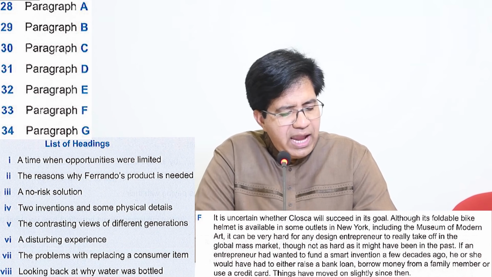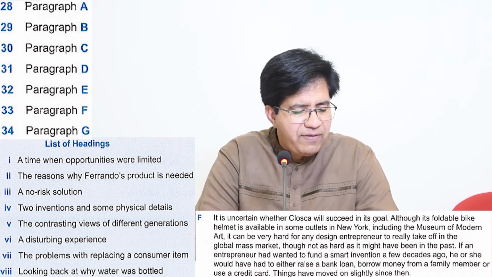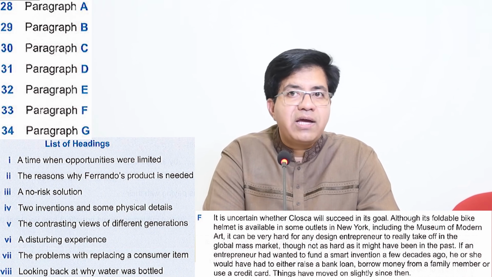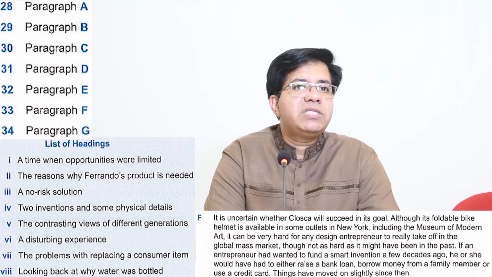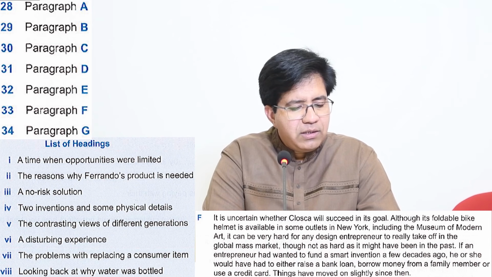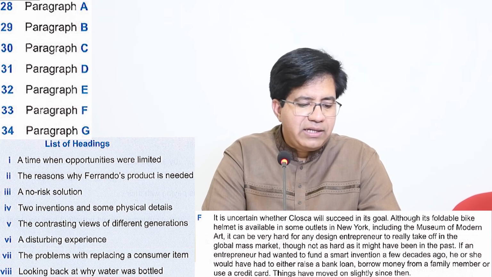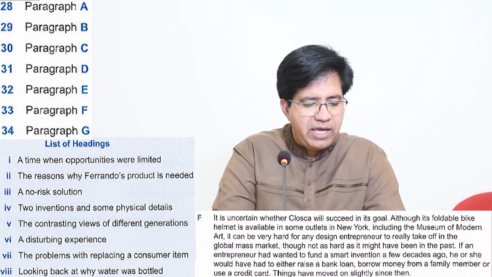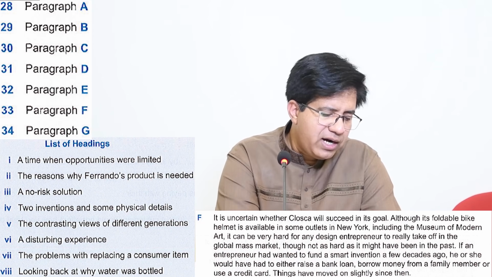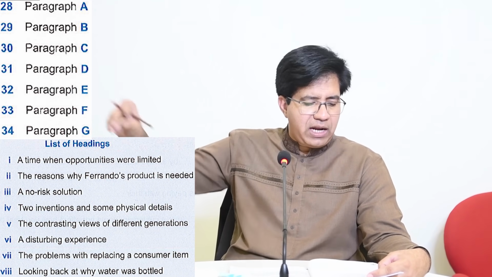If an entrepreneur had wanted to fund a smart invention a few decades ago, he or she would have had to either raise a bank loan, borrow money from a family member, or use a credit card. What does it mean? Options were limited. And what are those limited options? Yeah, bank loan, borrow money from family member, or use a credit card. And this is not the credit card that we have today, it's another one. Okay, so paragraph F, heading number 1, time when opportunities were limited. Got it? And for limited opportunities, friend, borrow from bank, and all that.